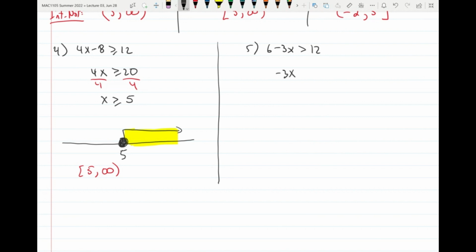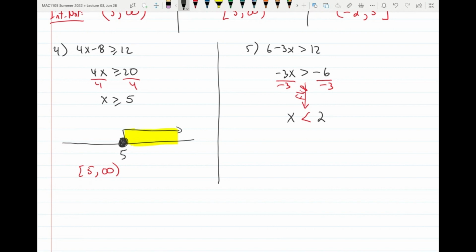All right, anyways, subtracting 6. Get negative 6. Now I'm going to divide by negative 3. Because I'm dividing by a negative, this guy flips. Instead of greater than, it is now less than. And then we have x is less than 2. Do you understand this? All right.